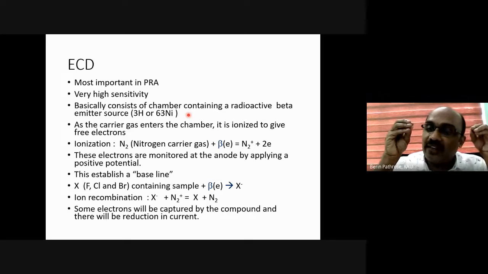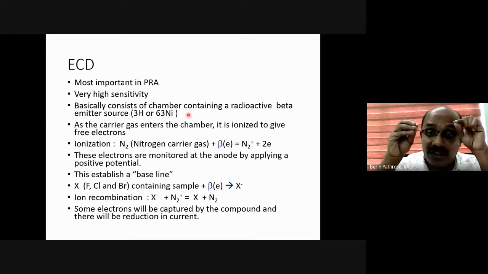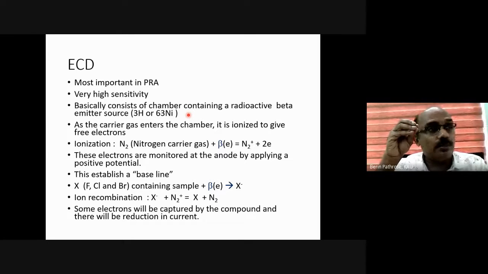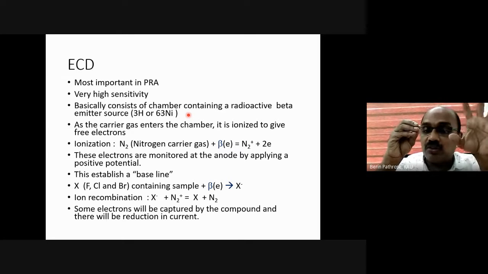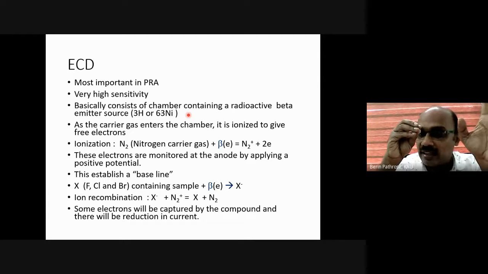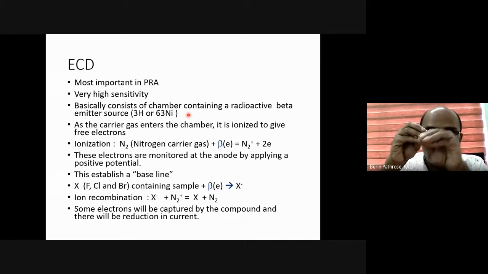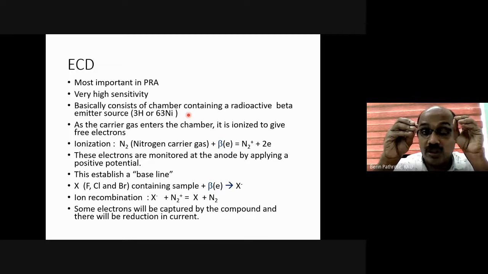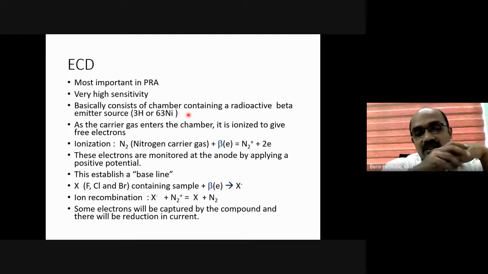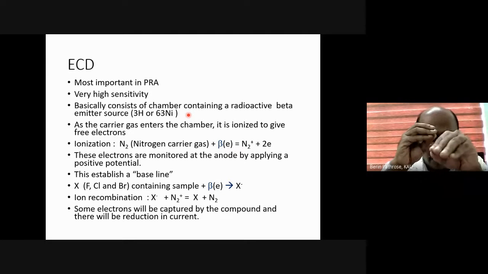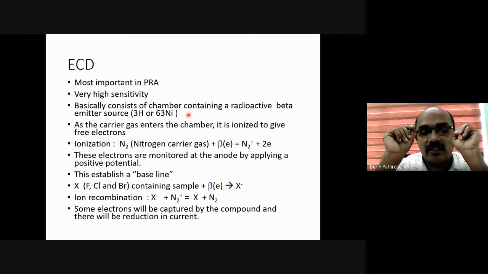Before introduction of the sample, before switching on the instrument, we have to first switch on the carrier gas. So once you switch on the instrument, the carrier gas will be flowing through that chamber containing the radioactive source. If nitrogen is the carrier gas, nitrogen passes through this chamber containing the radioactive source, where we have a flow of electrons.